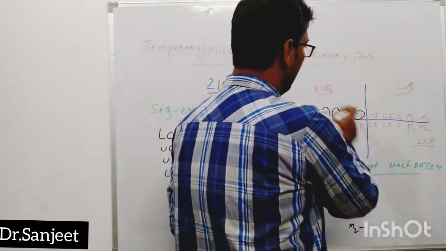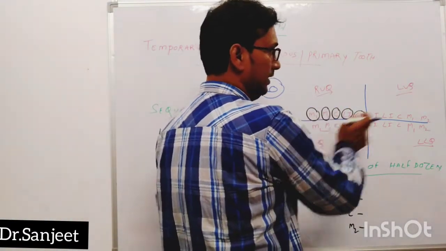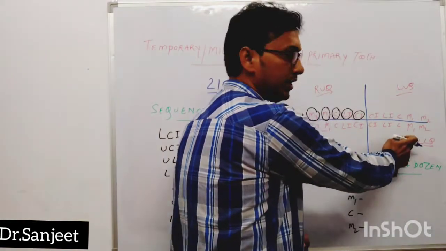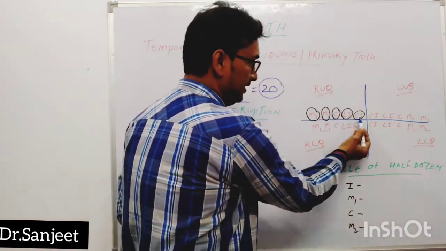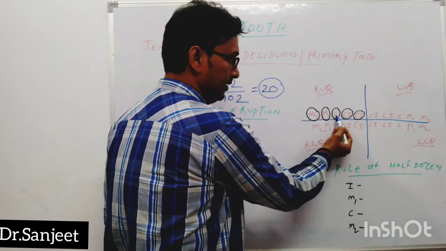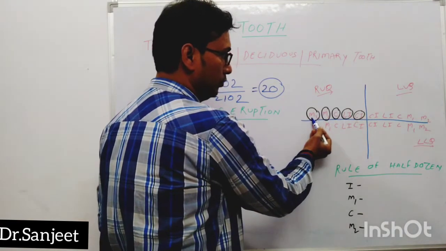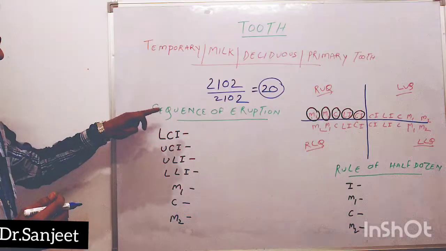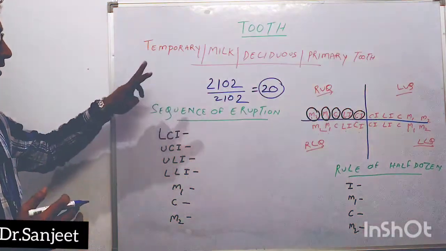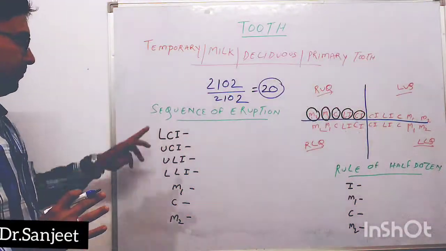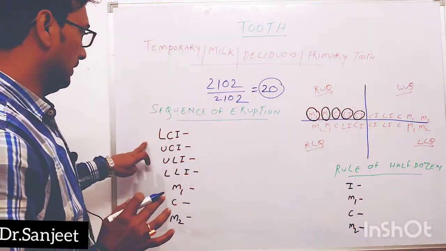This is the quadrant: right upper quadrant, right lower quadrant, left upper quadrant and left lower quadrant. This is central incisor, this is lateral incisor, this is canine, this is molar 1, this is molar 2, in one quadrant. Sequence of eruption is most important in this tooth discussion. The sequence of eruption of tooth.